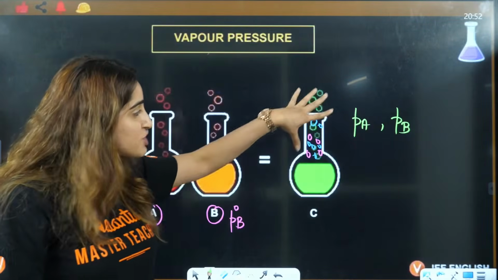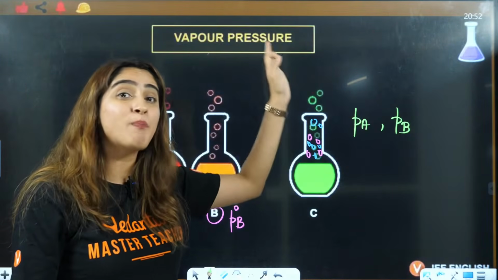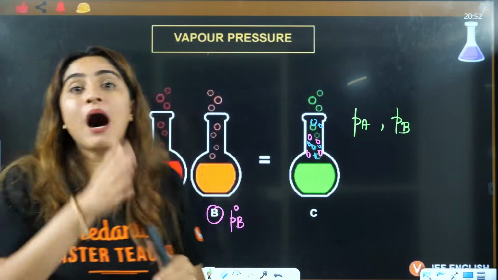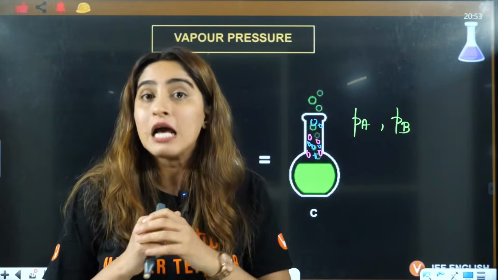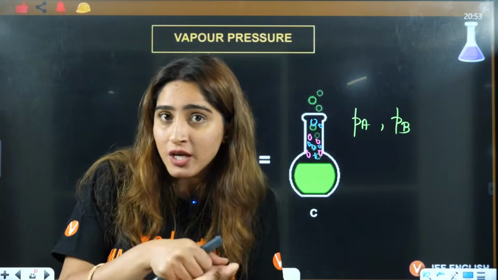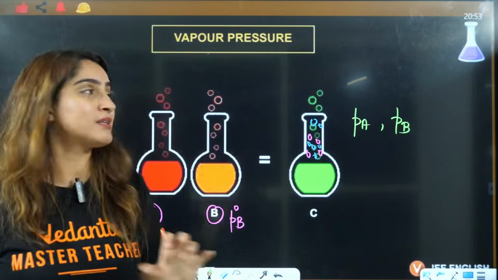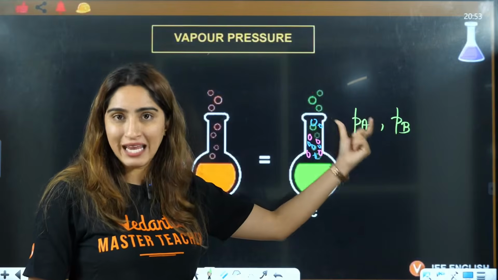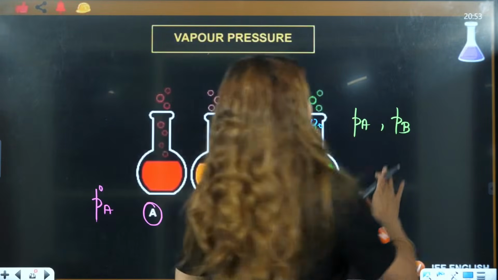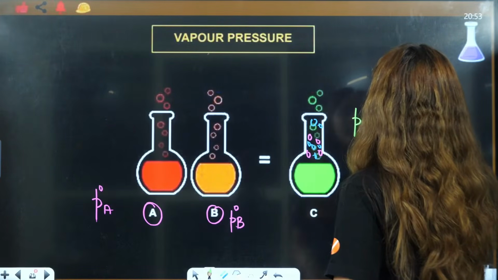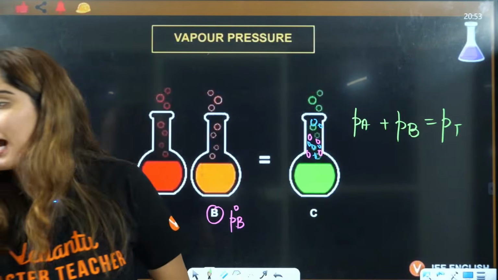Now, the pressure that is by the vapors of A, that is called PA, that is the partial pressure. Partial means parts, right? Partial means now they are not in their pure state. Now they are in the mixture. In the mixture, how they are putting the pressure on the full mixture, right? That is called PA, that is called PB. The pressure by A vapors is called PA, the pressure by B vapors is called PB, right? And when you add these two together, you will get PT, that is the total pressure.